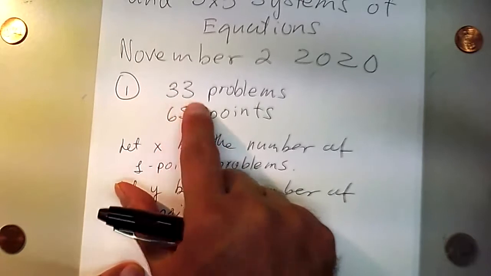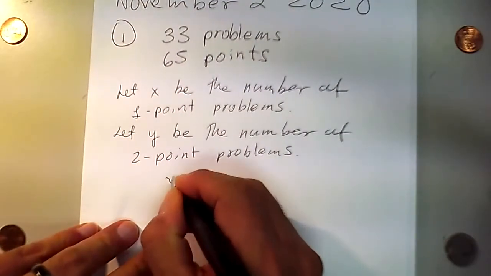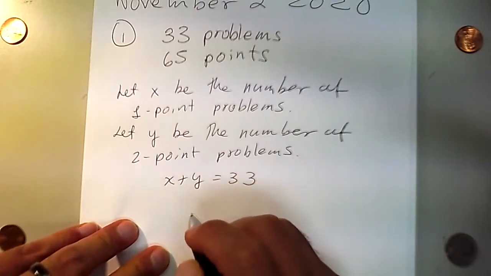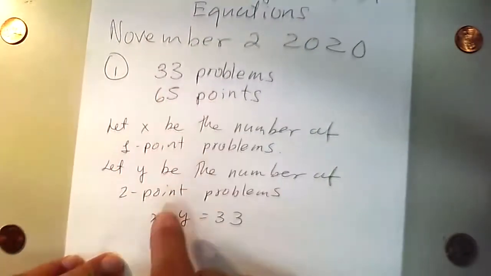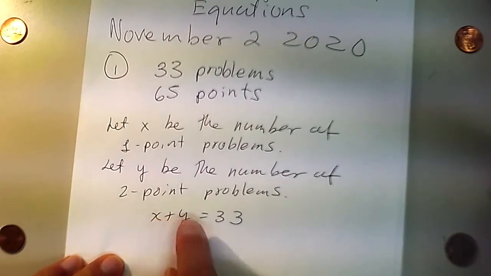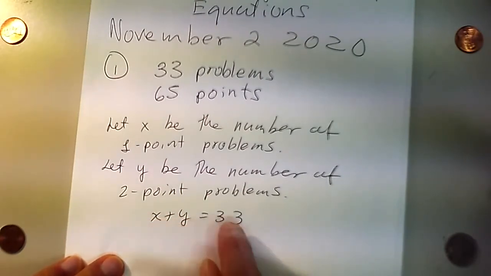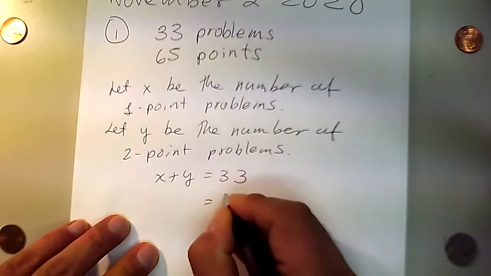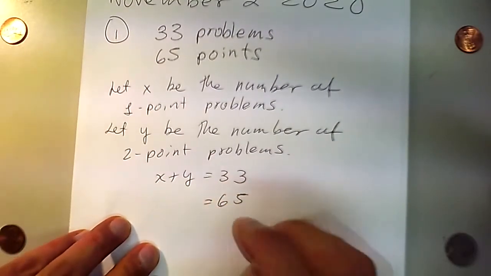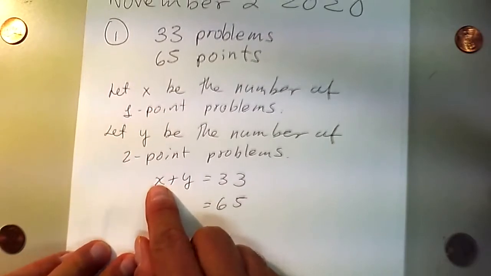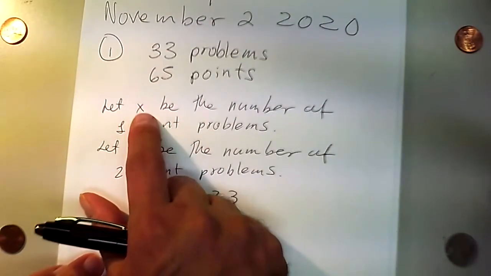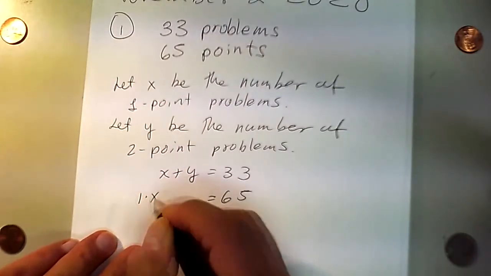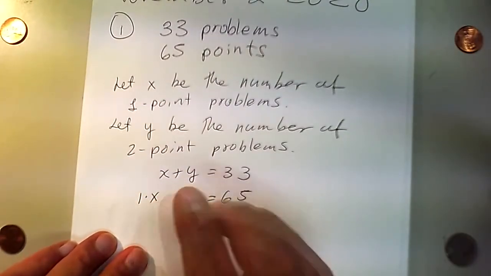They have to add up to 33. So now we have this equation, x plus y equals 33. That's the number of 1 point problems plus 2 point problems; they have to add up to 33. The total number of points should be 65. Now, how do we figure out the points? Well, each problem that is 1 point is worth 1 point, so we do 1 times x. That's the number of points coming out of those problems.